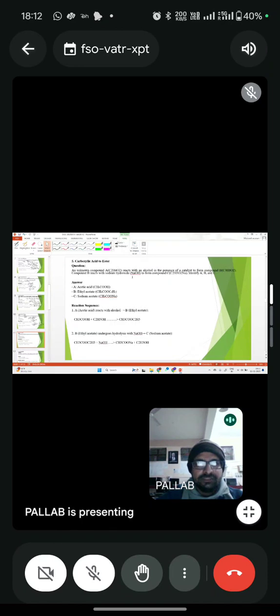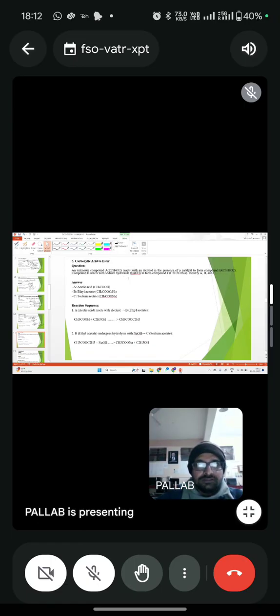Compound B reacts with sodium hydroxide to form compound C. Now, my dear students, when you observe the O2 group in an unknown compound, just always remember that this is an example of an acid.